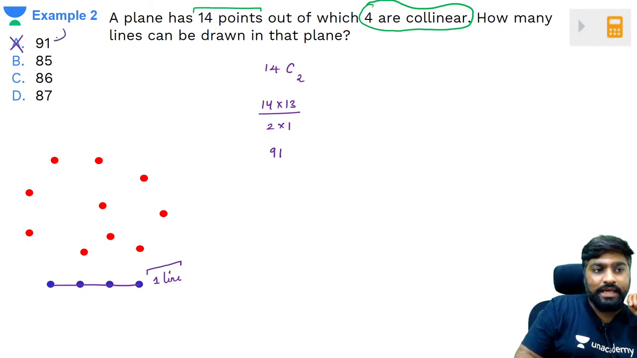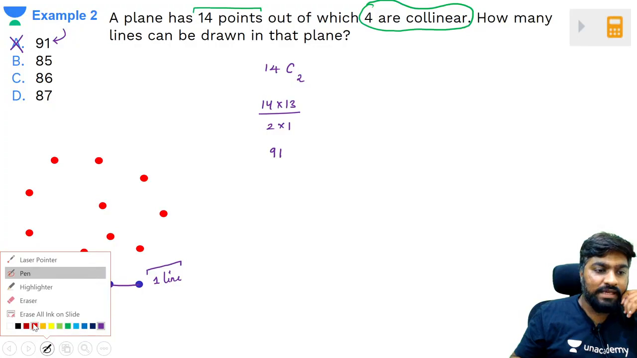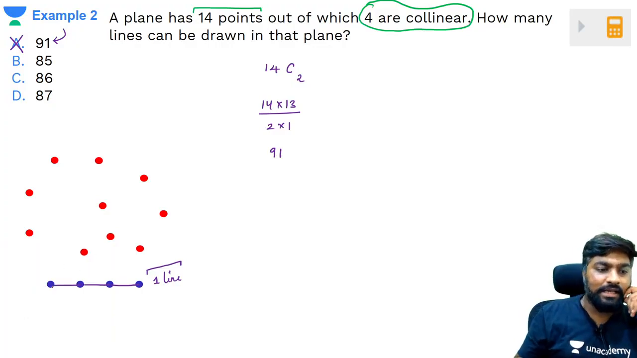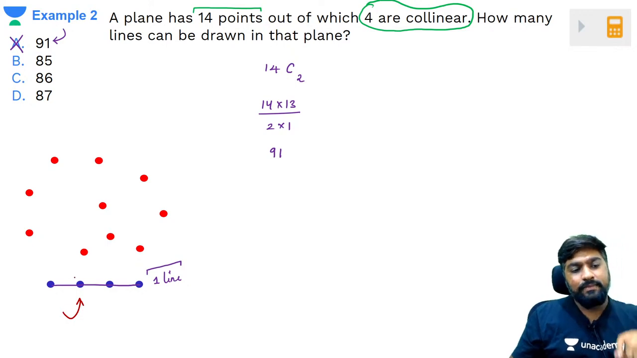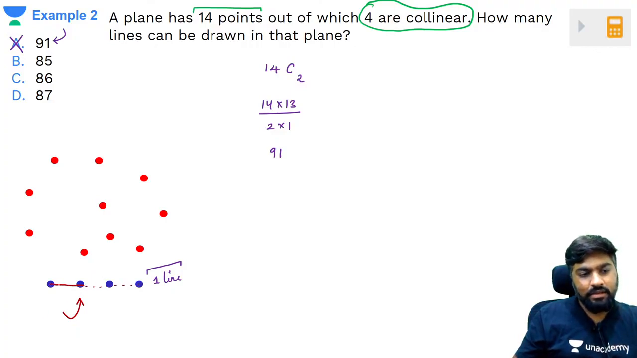So this seems like a trap answer. Please be careful with this. Now out of these, what can I remove? I can remove these 4 points, right? Lines made out of these 4 points will never form a different line. For example, this line can be extended.